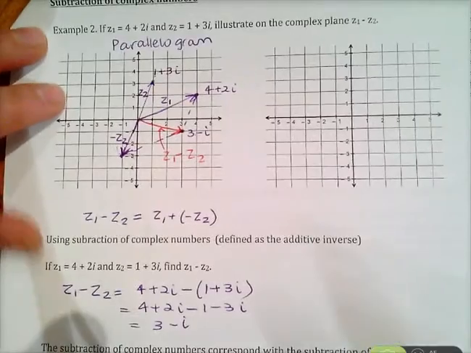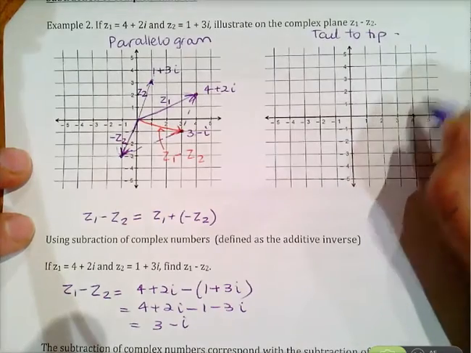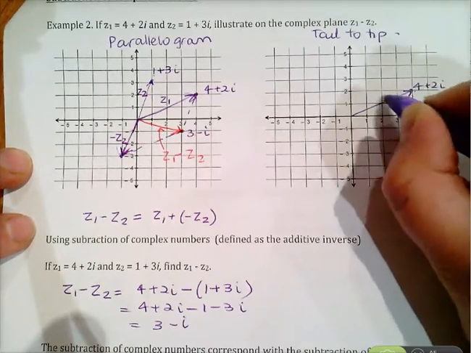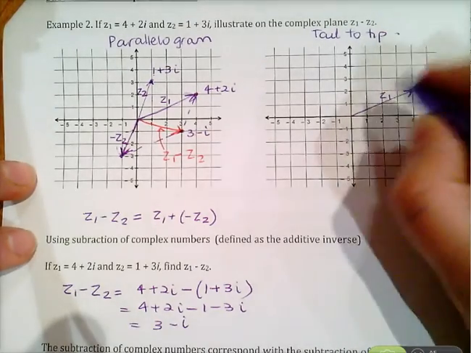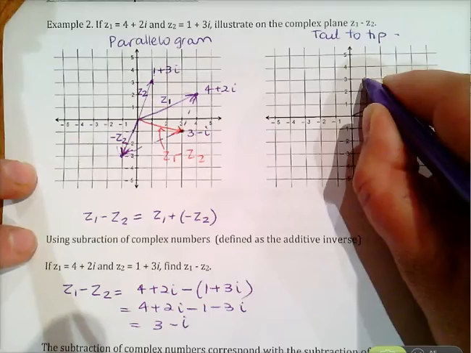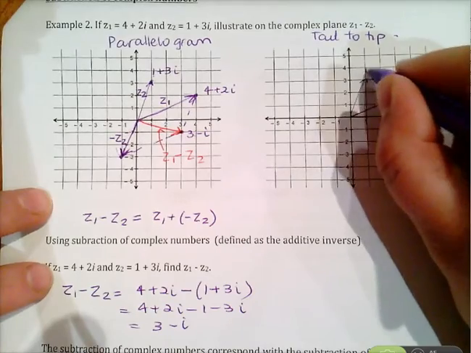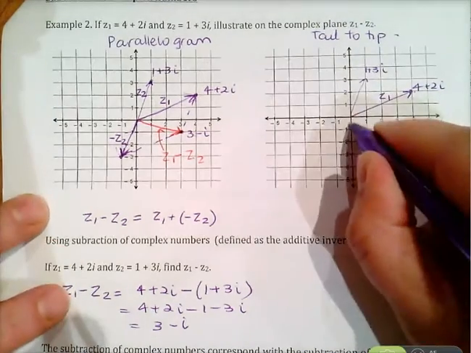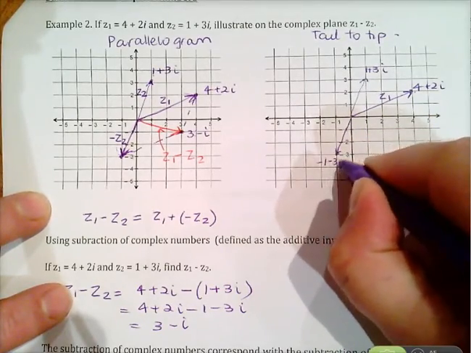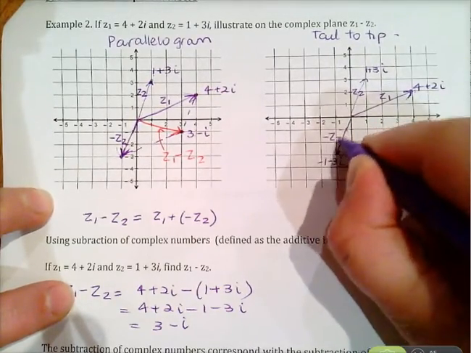And now we're going to look at the tail to tip method. So let's look at our first vector, 4 plus 2i. I can either write 4 plus 2i or z1, it doesn't matter, but I'll put z1 here. And I've got 1 plus 3i. So remember, that is 1 plus 3i, but I don't want 1 plus 3i. I want minus 1 minus 3i. So this is minus 1 minus 3i. So if this is Z1, this bit is Z2, this is minus Z2.